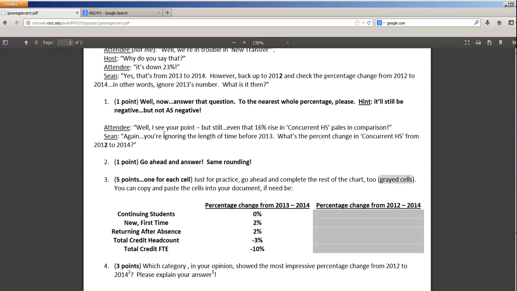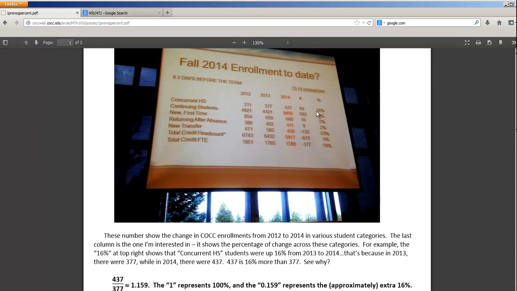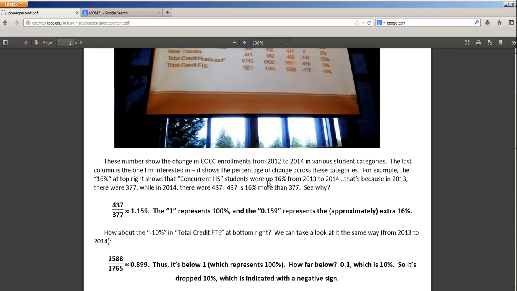Number two, let's see. Well, I see your point, but still, even that 16% rise in concurrent high school pales in comparison. Let's look at that one real quick. Concurrent high school, okay, 16% rise went from 377 to 437. So again, the point is that whatever gains we made here are more than eradicated by the losses here. Now, again, 60 up and negative 132. Their claim is we dropped twice what we gained. Well, okay, and I said the same thing.